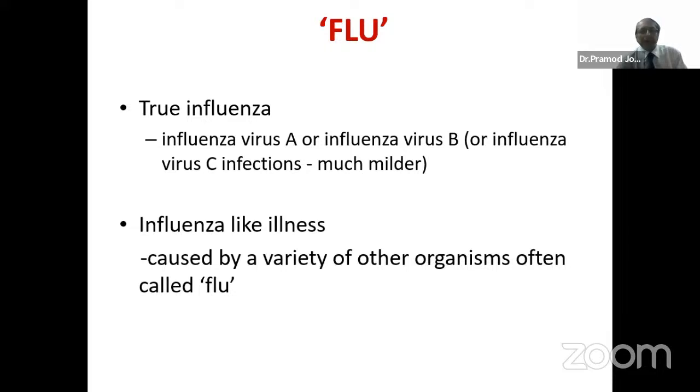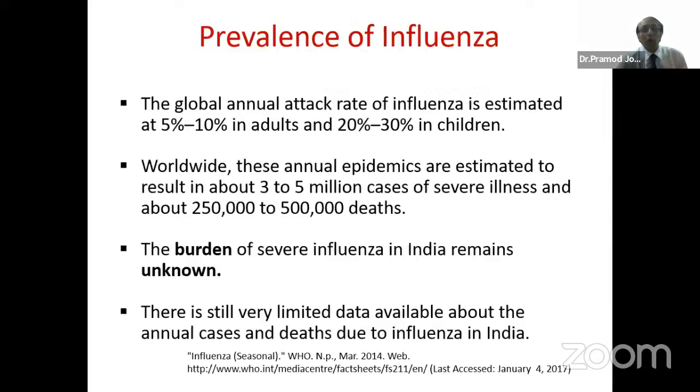In true influenza, remember that we have either influenza virus A or influenza type B. Influenza C is usually much milder, and then there is influenza-like illness. When we do not have any throat swab report showing influenza H1N1 or H3N2, then at that time we usually say that it is influenza-like illness, and that is caused by a variety of other organisms which are often together called flu. And how common is this?